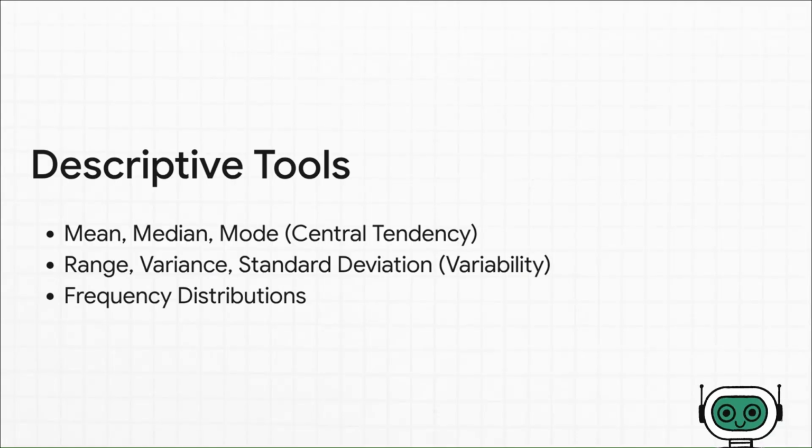So what's in the descriptive toolkit? Well, you have your measures of central tendency, things like the mean, median, and mode that help you find the center of your data. Then you've got measures of variability, like range and standard deviation, to tell you how spread out your data is. These tools are like a reporter's kit. They just report the facts of your sample.